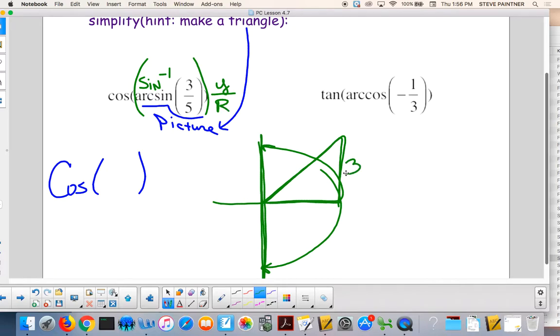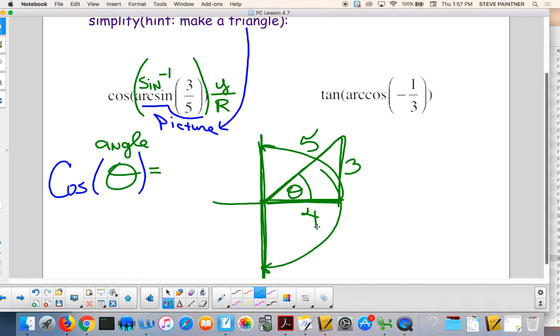3 over what? 3 over 5. Creates this triangle. Remember, everything's based off your reference. Here's your reference. And you don't know your reference. So are you going to be able to find cosine of your angle? Your angle is what? Theta. I don't even know it. I don't know my angle, but do I need to? No, because I have the triangle. 3, 5, what's this side? 4.